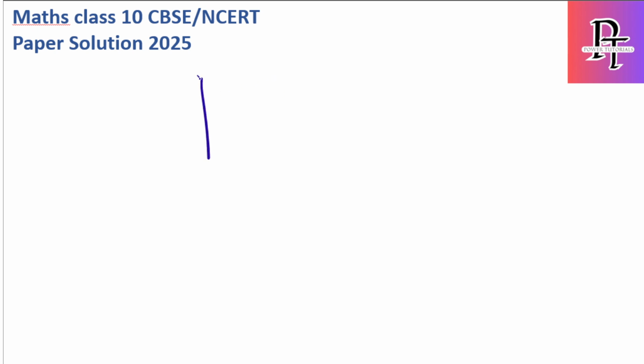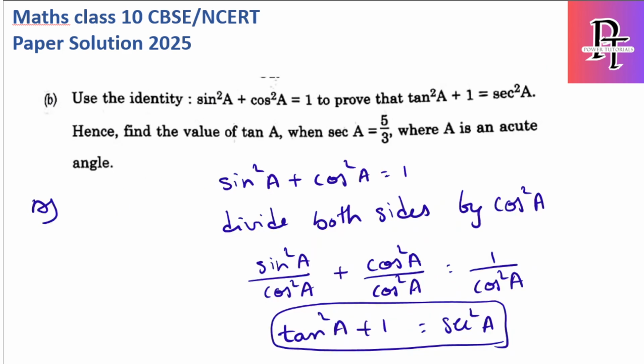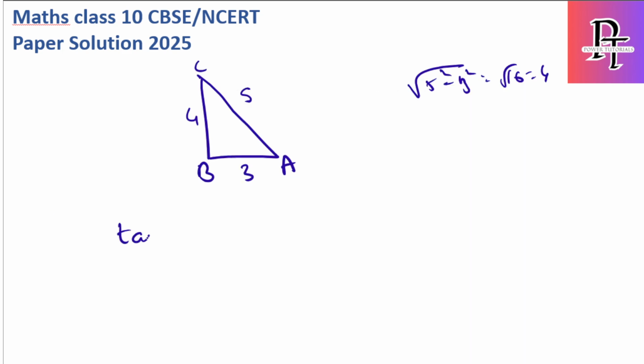So let's try triangle, rectangle, triangle. Let's write this as A, B, C. Secant A is 5 by 3. So this is 5, this is 3. So we already know the right-angled triangle. If 3 and 5 are there, the other side should be 4. I'll just write it here: it is root of 5 square minus 3 square, which is root of 16, which is 4. Okay, now what are they asking? They're asking tan A. So simply tan A is equal to 4 by 3.